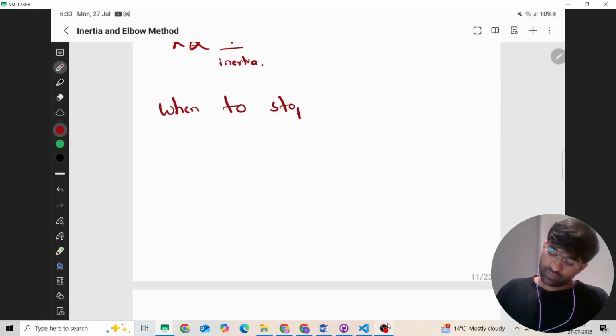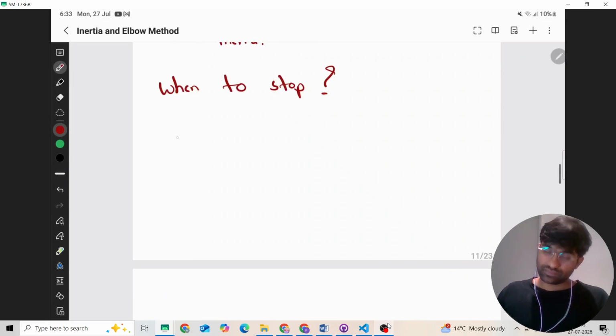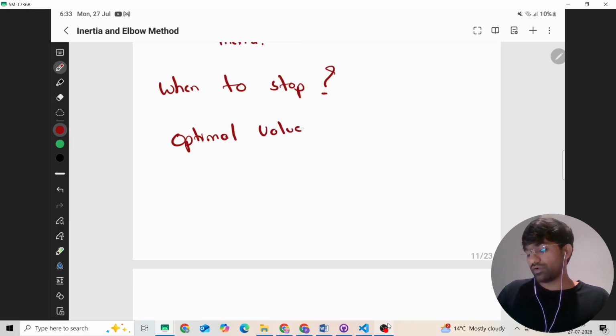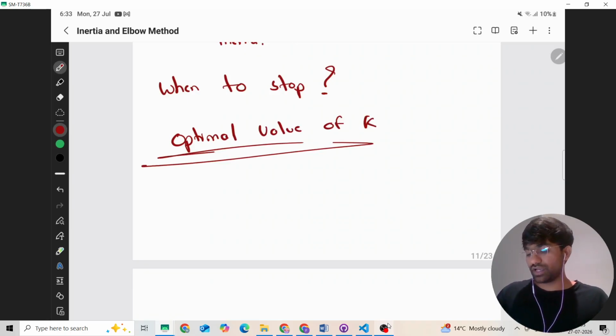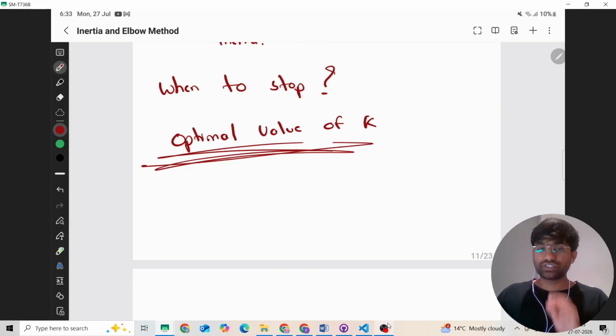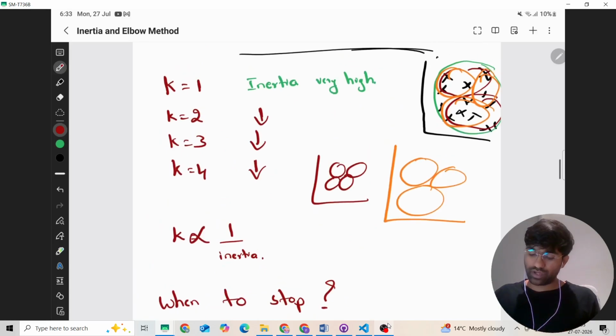When to stop? What is our optimal value of k then? Which k value should you select? At which k value should you stop, whether 1, 2, 3, or 4? When to stop?